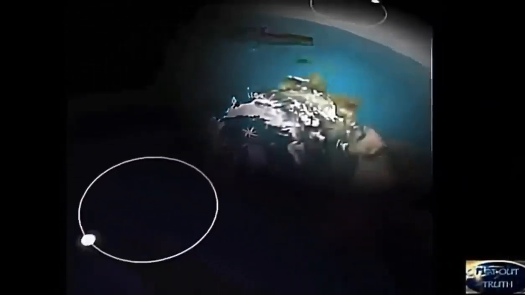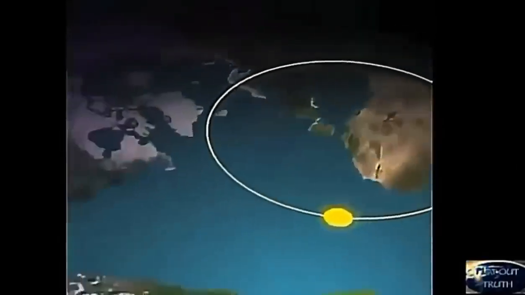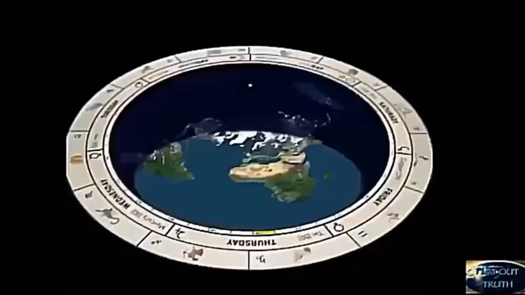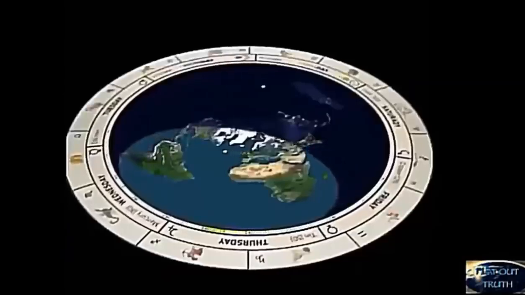God said, "Let there be lights in the firmament of the heaven to divide the day from the night, and let them be for signs and for seasons and for days and years, and let them be for lights in the firmament of the heaven to give light upon the earth." And it was so. Like I always say, it's really, really simple.